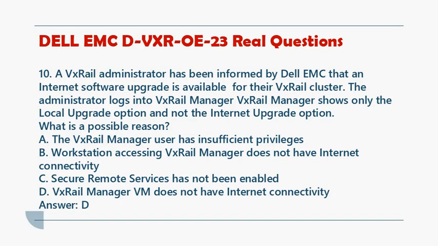10. A VxRail administrator has been informed by Dell EMC that an Internet software upgrade is available for their VxRail cluster. The administrator logs into VxRail Manager. VxRail Manager shows only the local upgrade option and not the Internet upgrade option. What is a possible reason? A. The VxRail Manager user has insufficient privileges. B. Workstation accessing VxRail Manager does not have Internet connectivity. C. Secure remote services has not been enabled. D. VxRail Manager VM does not have Internet connectivity. Answer: D.